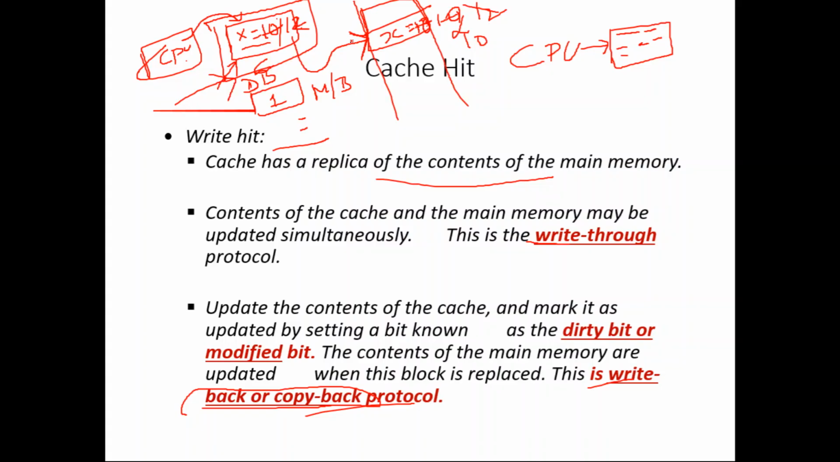Otherwise, sometimes the cache will become full. If the cache becomes full, then some portion of the cache memory should be replaced. So some blocks you have to remove. If you are removing one of the blocks which has the dirty bit set, then that particular block you have to write into the main memory also. Because that block's dirty bit is set, which means some modification has happened, and that modification will reflect in the main memory. So whatever block is modified in the cache should be modified in the main memory also. That protocol is called write back or copy back protocol.